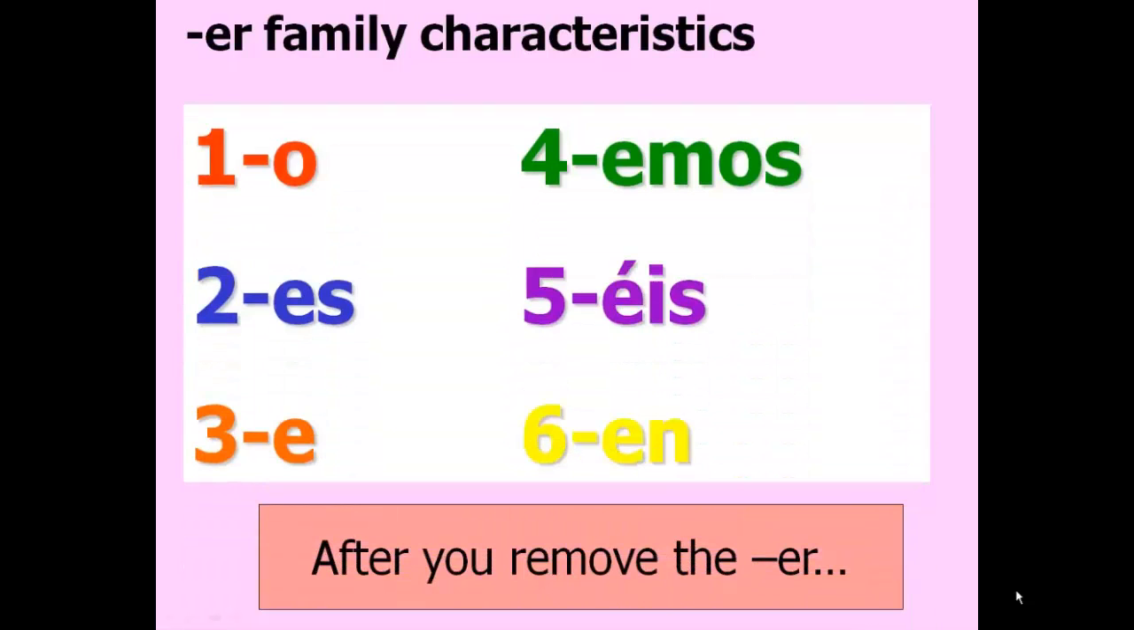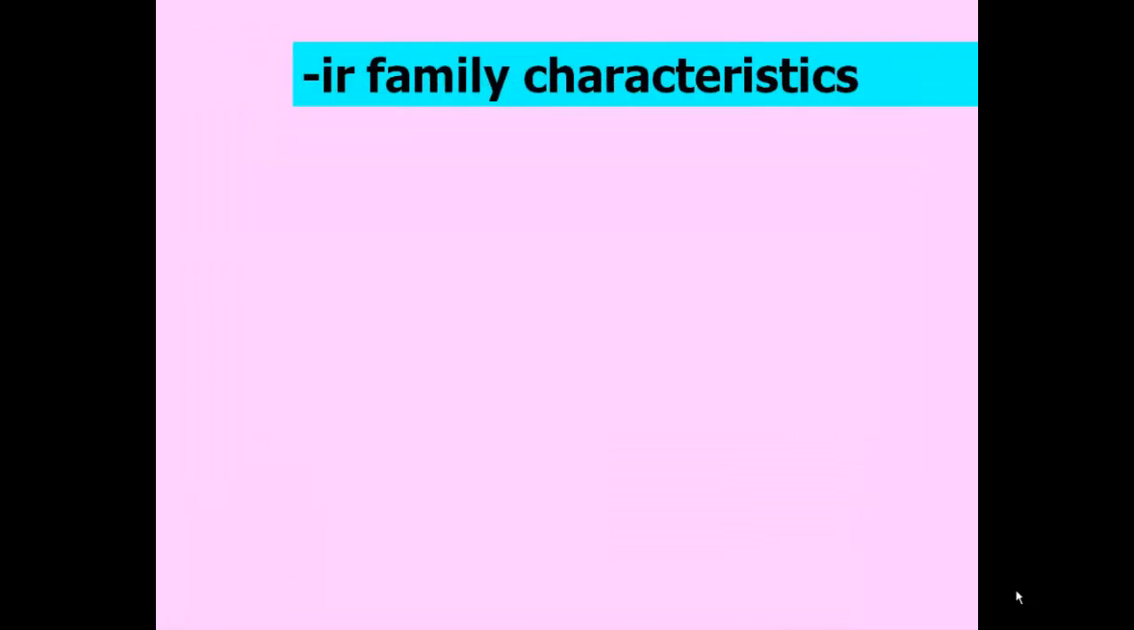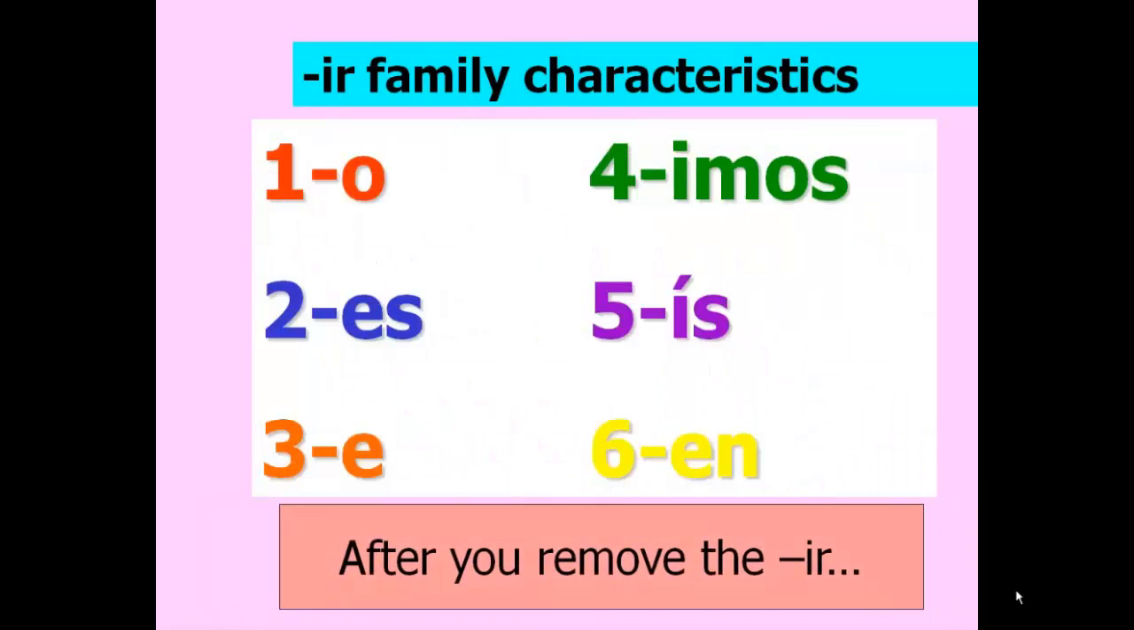Okay. The ER family characteristics, once you remove the ER, will look like this. You don't need to write these down now. We'll get to them in the next chapter. As well, we get to the IR verb families. Once you remove them, they have their set of endings. You notice they're very similar. But let's go back and study those AR verbs.